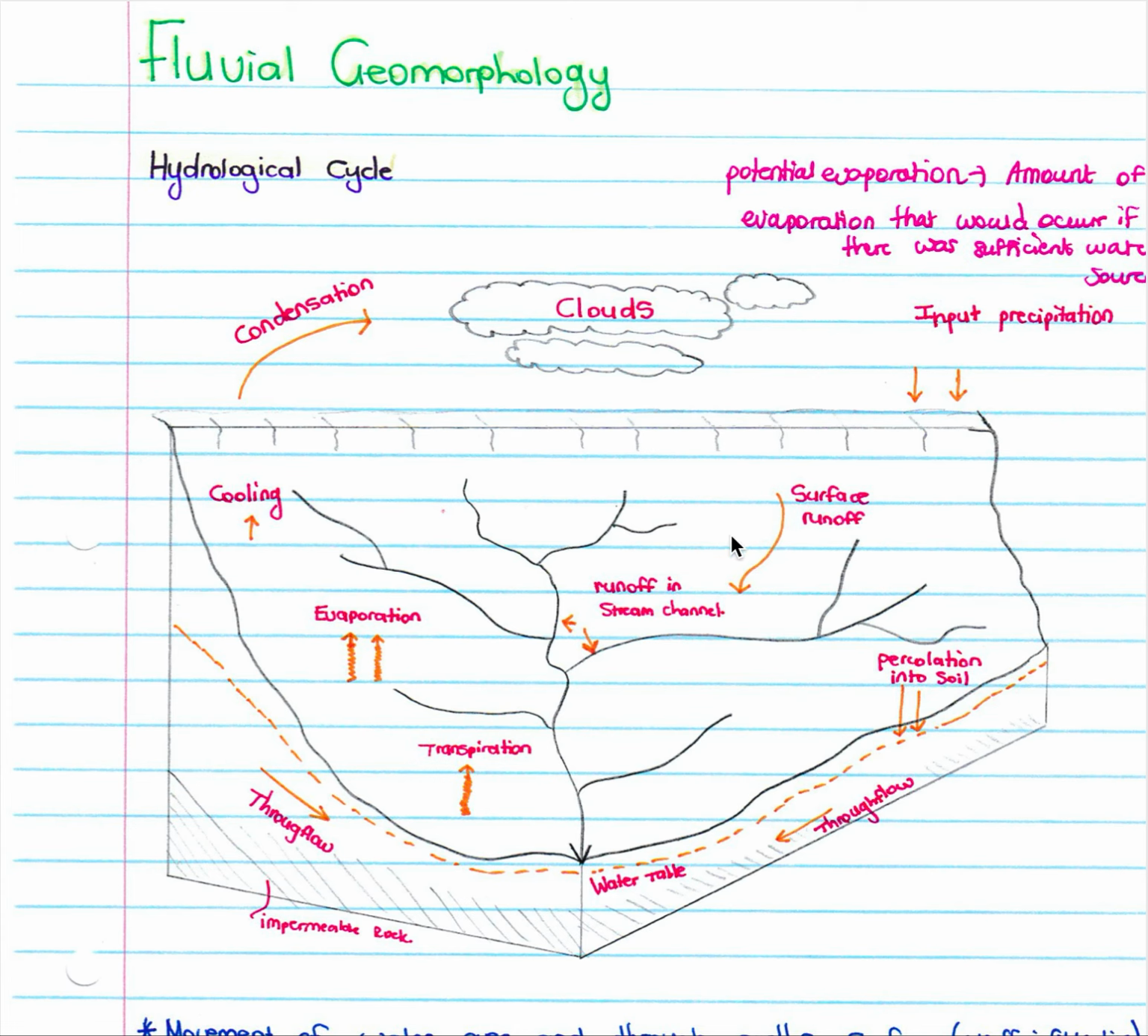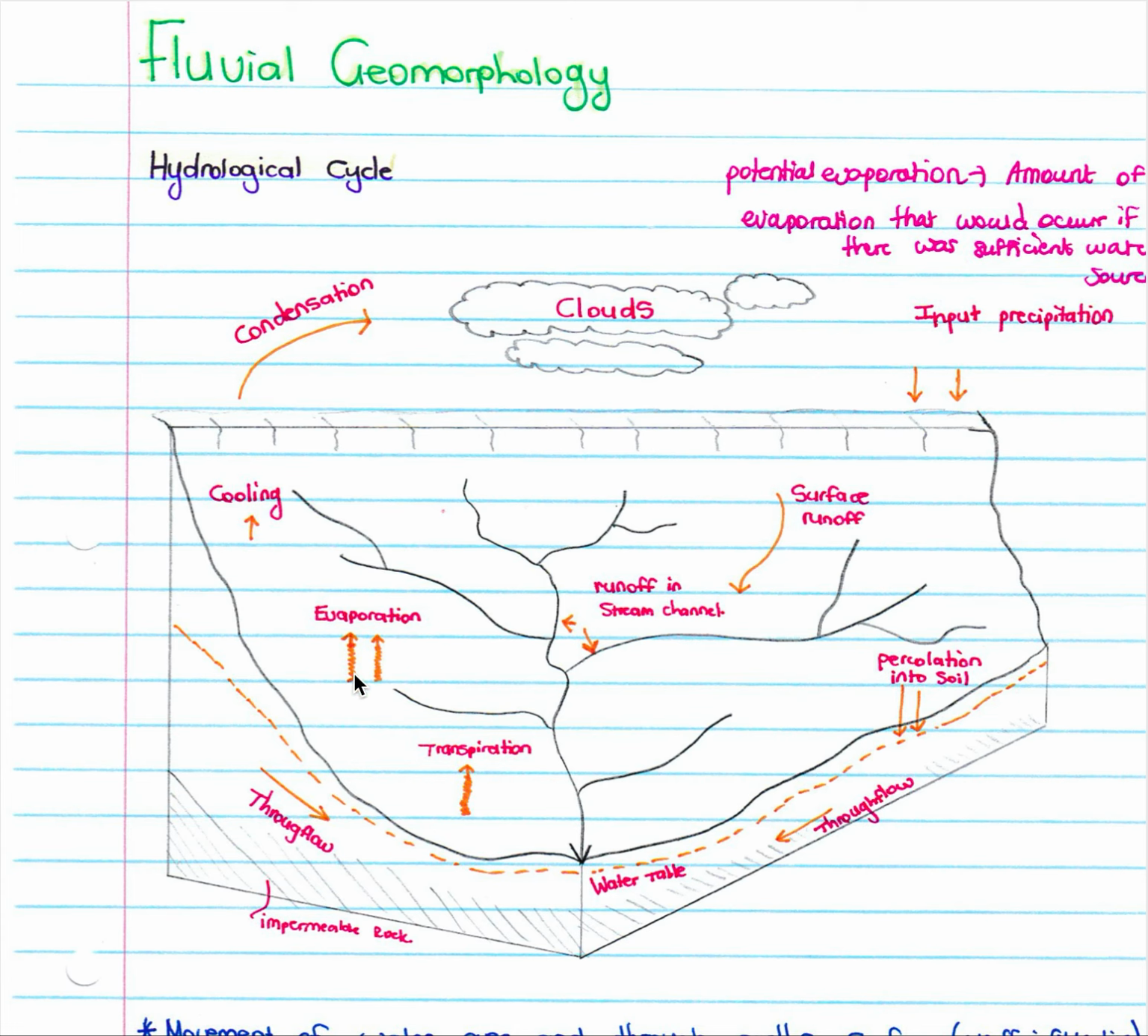Or from surface runoff, the water can run off into stream channels, and the water is then taken away by stream flow and will eventually flow out into the ocean. Once our water is on our surface, we have transpiration, which takes place through plants, and it is the equivalent of evaporation through plants, and this enters our atmosphere and eventually rises, cools, and condenses, forming clouds, and the cycle starts again where the water falls as input precipitation.